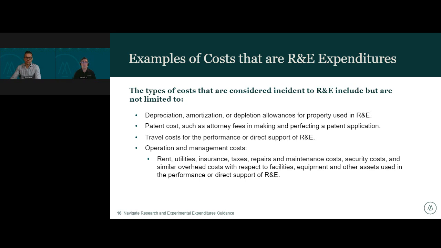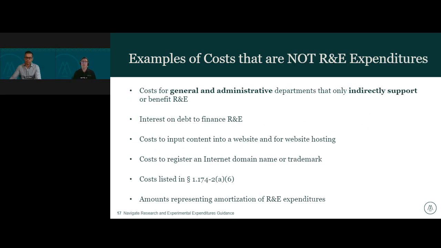So moving on then to some other welcomed guidance around what is not permitted or required to be included in R&E. The first category is costs paid or incurred by general and administrative departments that only indirectly support or benefit R&E. So for example, payroll personnel in preparing salary checks for R&E employees, human resources personnel who hire research personnel, or services of accounting employees who might be doing accounting for research projects.